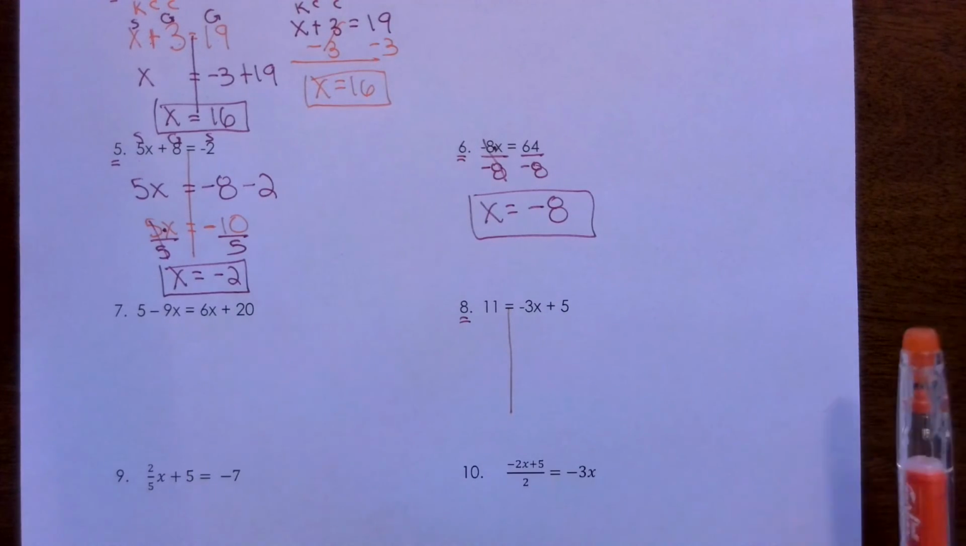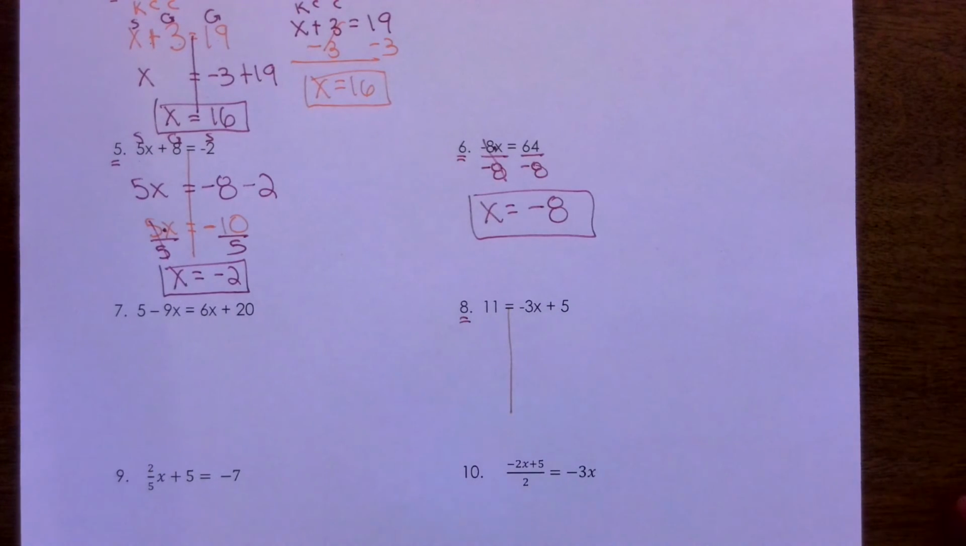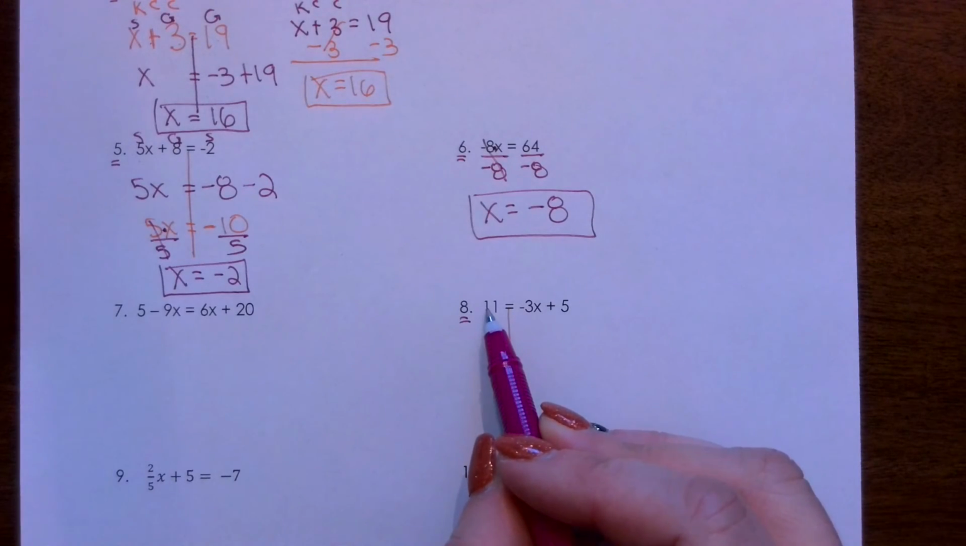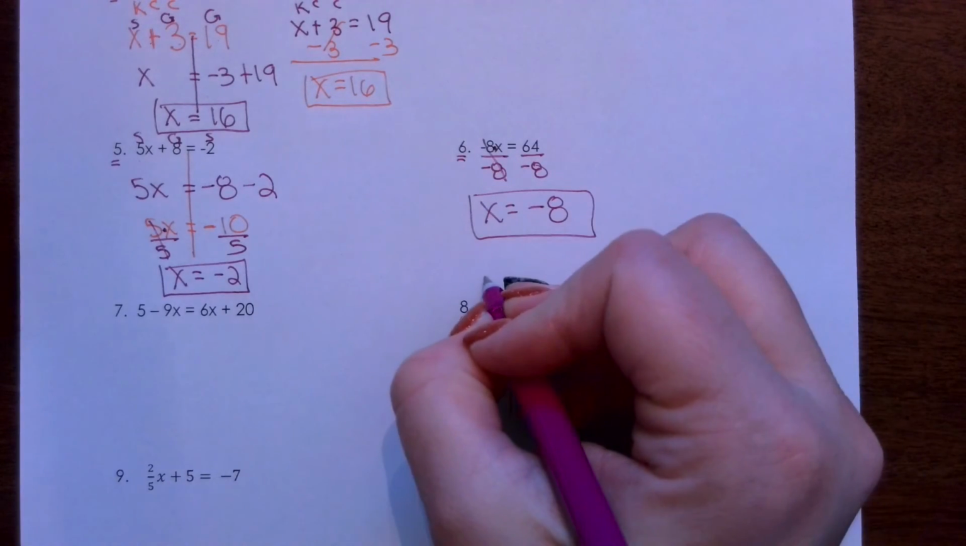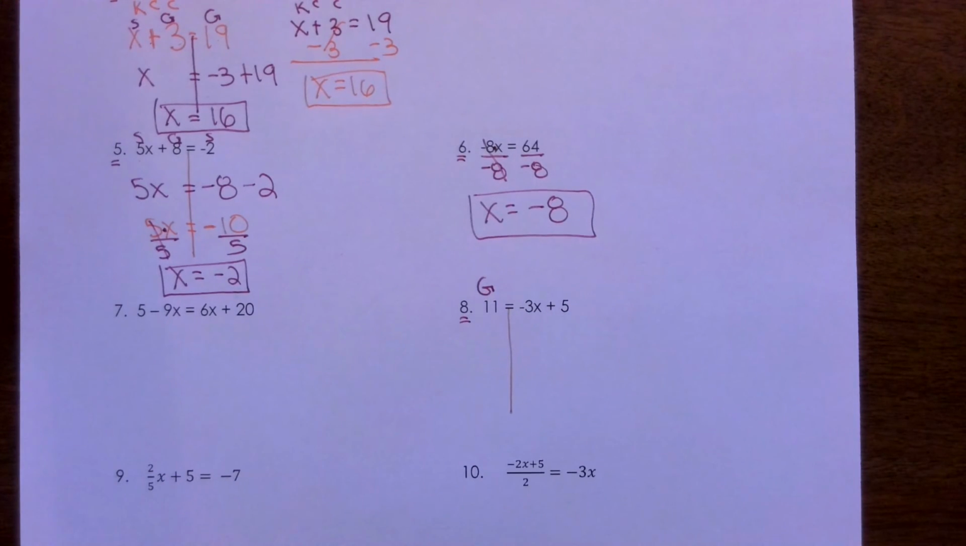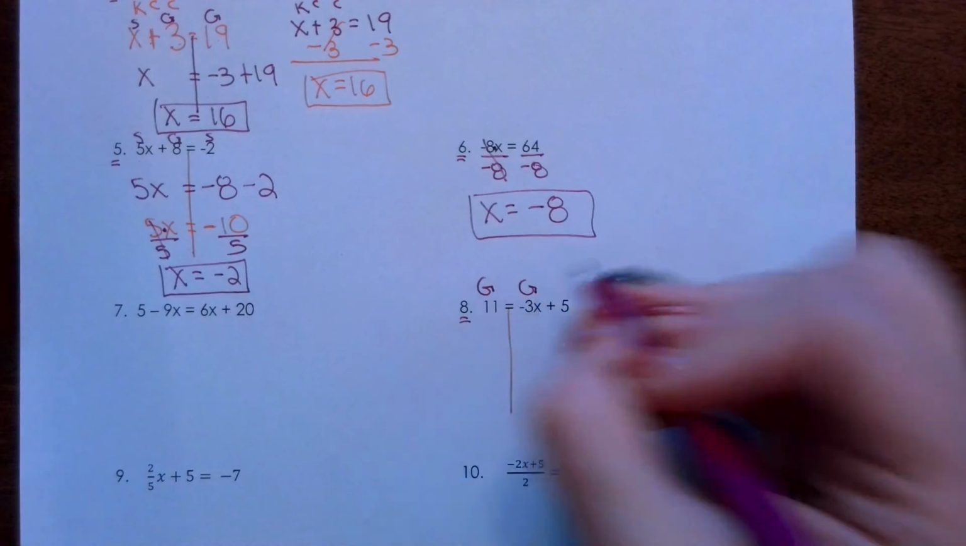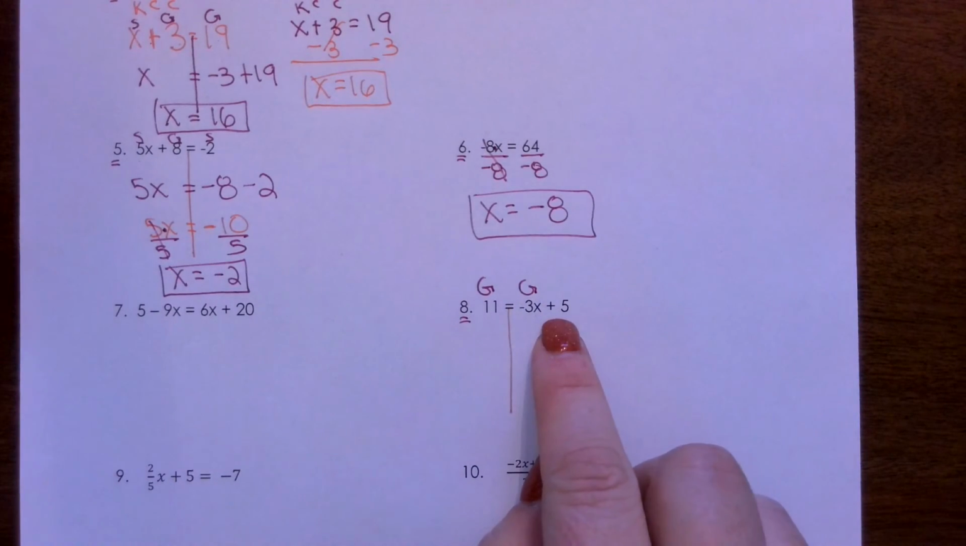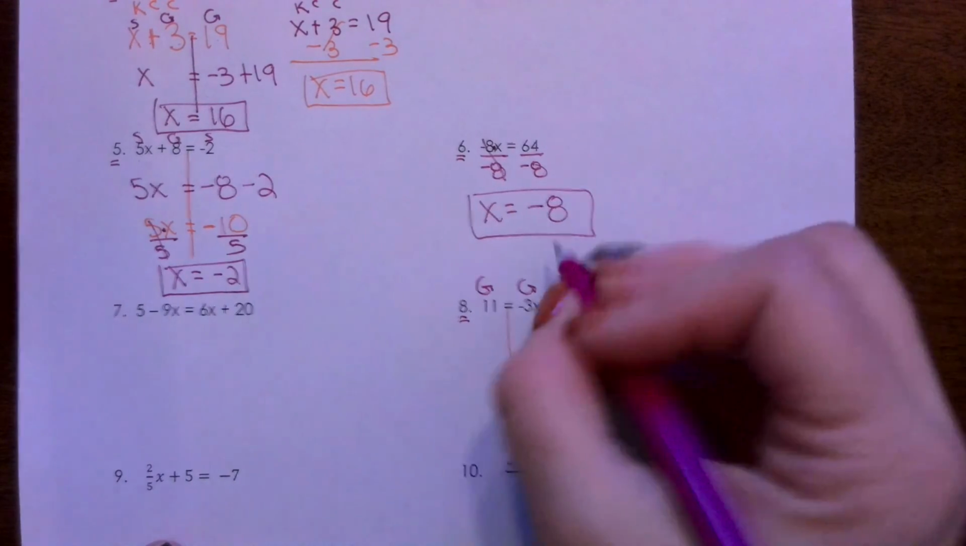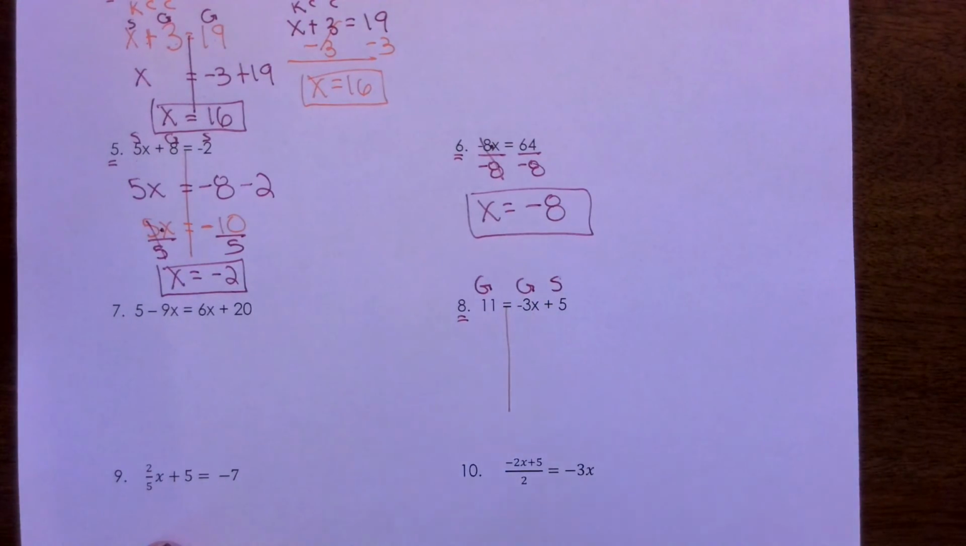This looks a little different, but we're still going to follow the same process. Here I have an 11 over here on the left. I don't want constants on the left, so this 11 has to go. This is a negative 3x. It's on the right. I don't want variables on the right, so this has to go. And this plus 5, finally I have something that is on the side I want it. Plus 5 will stay. Alrighty.